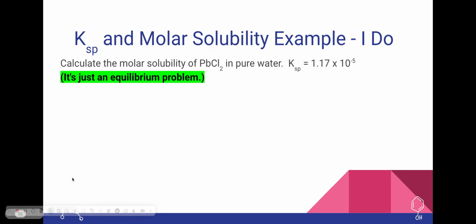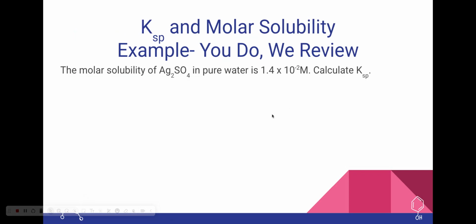Here we go. So it says the molar solubility of silver sulfate in pure water is 1.4 times 10 to the negative 2 molar. I want you to calculate its KSP. So guys, I want you to pause the video and try to solve this one on your own. This time you're going to do exactly what I just did, but backwards, because you're finding the KSP now. All right, so pause the video and try this one on your own.